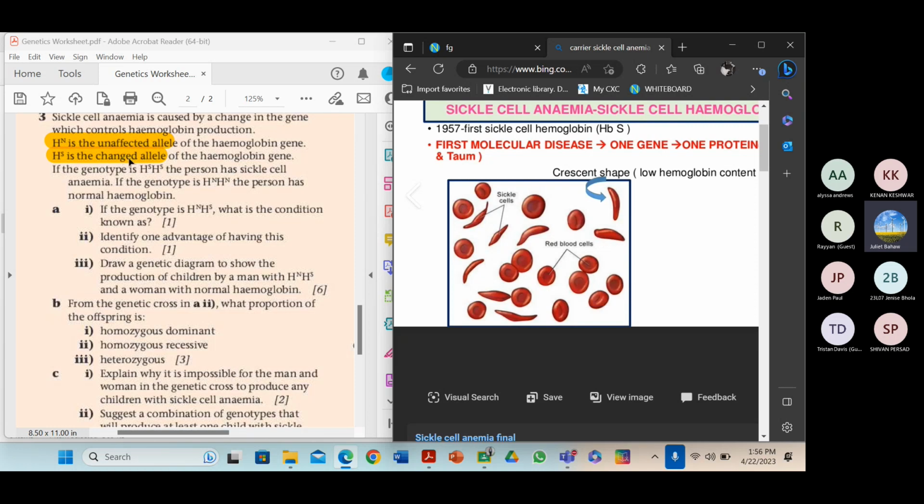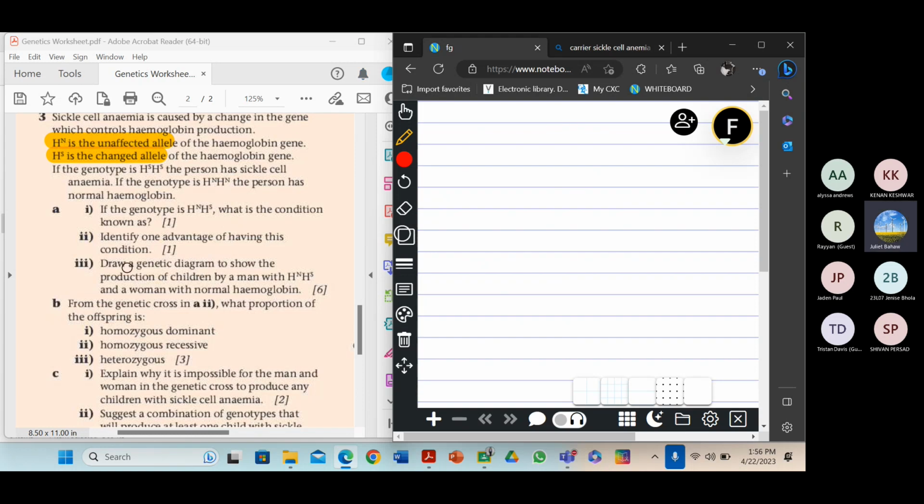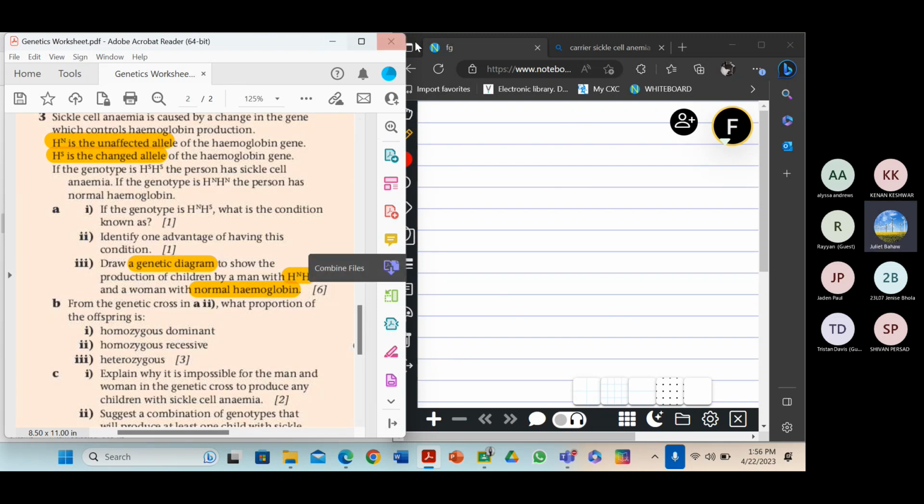Even sickle cell people too. If you have the disease full blown, there's no way you can get malaria, because the pathogen that causes malaria only attacks the normal red blood cell. So that's the advantage. Right, so let's go to the diagram. We have to show the production of children by a man. They're giving you the genotype for the man, and then they say a woman with normal hemoglobin. All right, so what did you all cross?